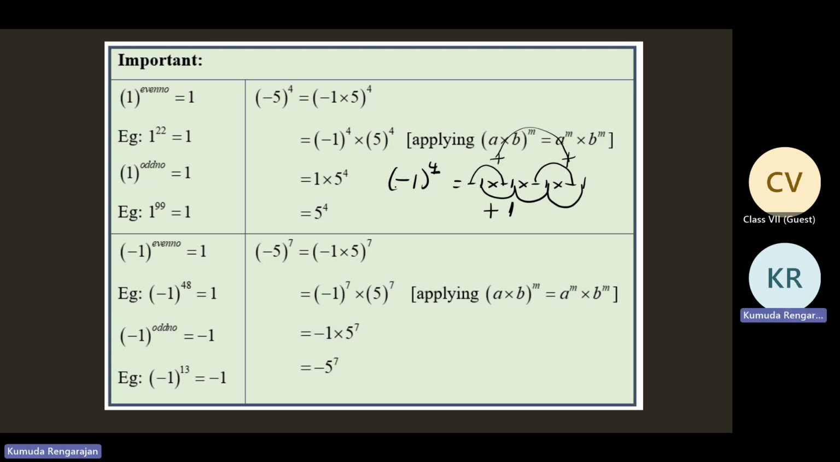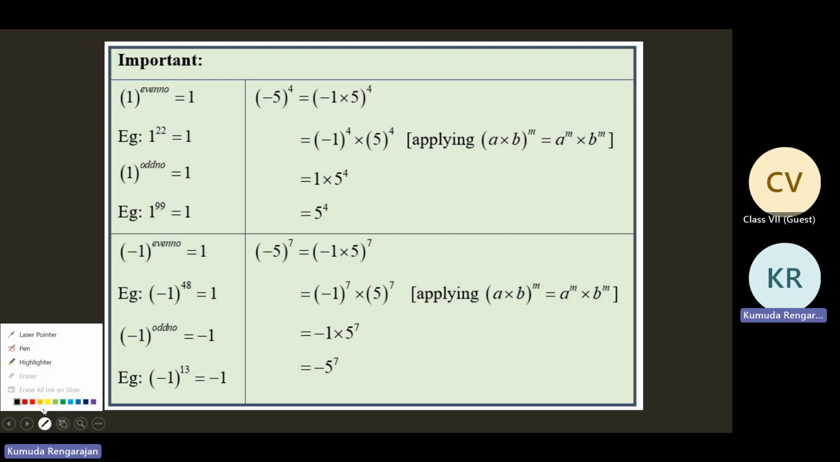So when the base is negative and the power is even, you will have an even number of minus signs. And we know that minus into minus is plus. So when you have an even number of minus signs, since you can pair two minus signs equally, the product will be positive. So you can check this.